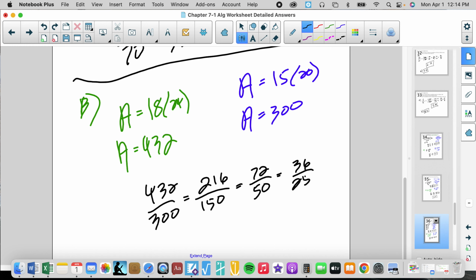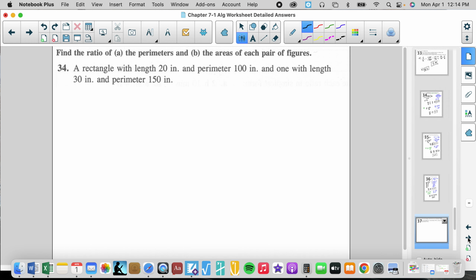36 and 25. So 36 to 25. Let's check that one. I'm not super confident on that one. 36 to 25 is good. Okay, these are getting long.